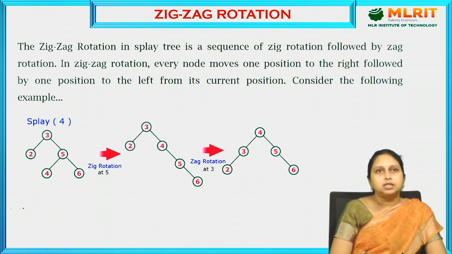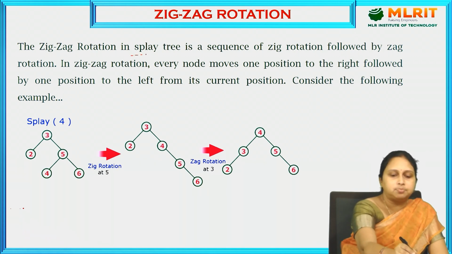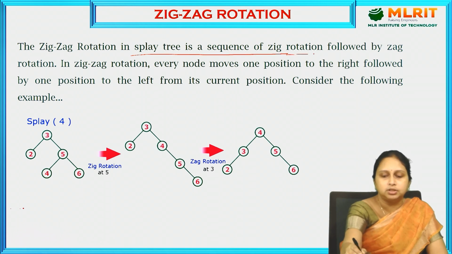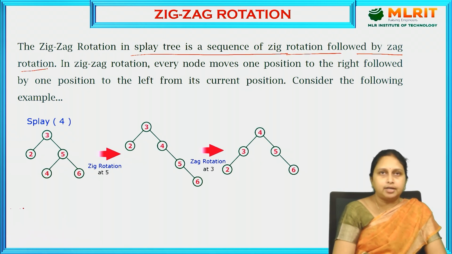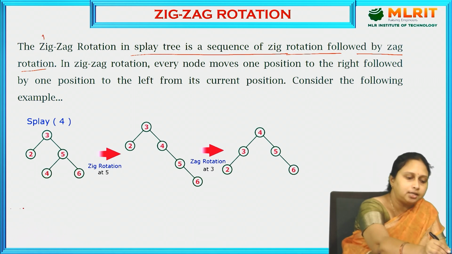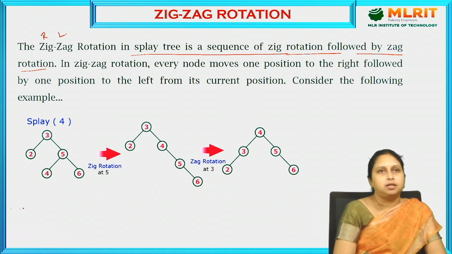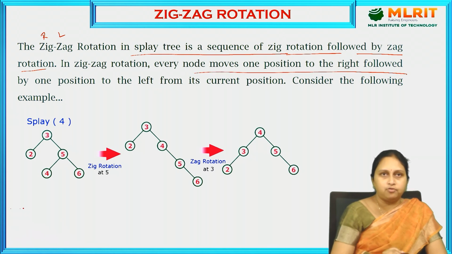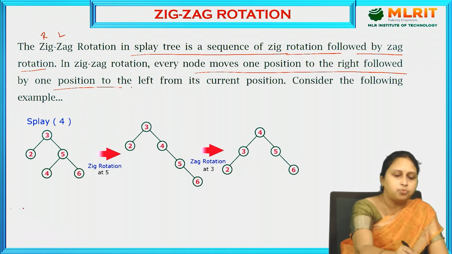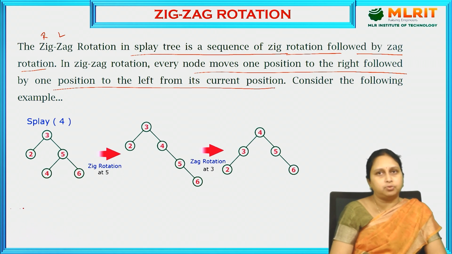Next, zigzag rotation. Zigzag rotation in splay tree is a sequence of zig rotation followed by zag rotation. As you know, zig rotation is right rotation and zag rotation is left rotation. That means here we are going to apply 2 rotations, right and left rotations. Every node moves 1 position to the right first, followed by 1 position to the left from its current position.